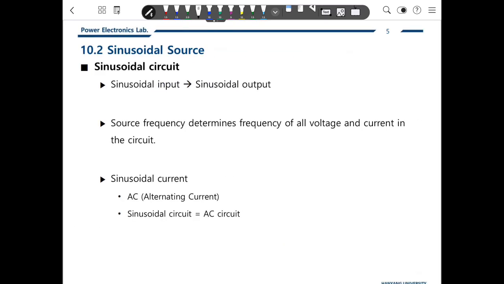And the sinusoidal circuit has a very good characteristic like that. If the source input is sinusoidal, then the output will be sinusoidal. And the source frequency, this is a very important sentence here: source frequency determines the frequency of all voltage and current in the circuit. So if the source frequency is 10 Hz, then all variable voltage and current are 10 Hz variables. Sinusoidal current we call alternating current, AC current. So a sinusoidal circuit can be called an AC circuit. We will discuss here that the sinusoidal circuit means the AC circuit.